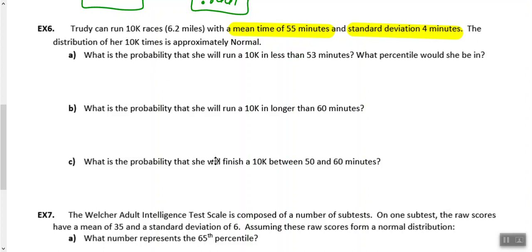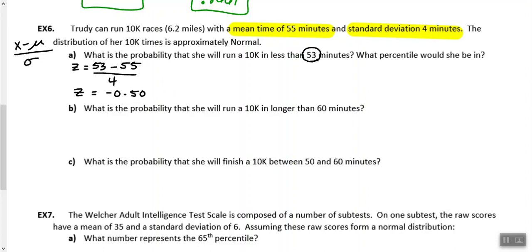So in order to find a probability, I first need my z-score. And again, remember that my z-score is my x minus my mean divided by my standard deviation. So let's find that first. So my z-score is equal to my x. In this case, my x is 53, minus my mean, which is 55, divided by my standard deviation, which is 4. So I can put all that in my calculator, and I get a z-score of negative 0.50, because remember, I want those three numbers.